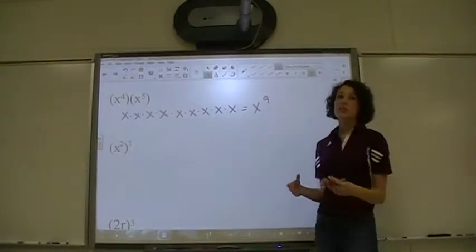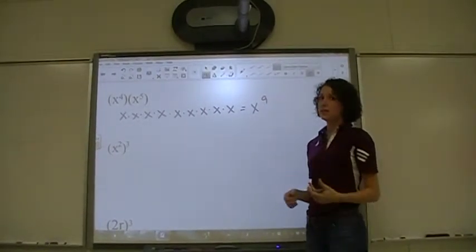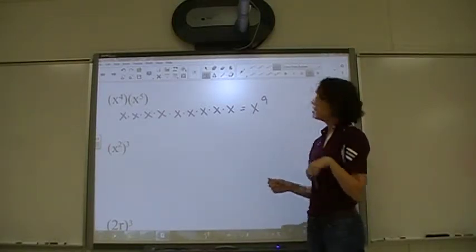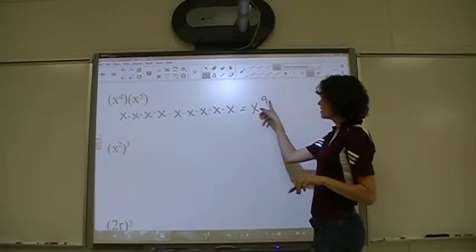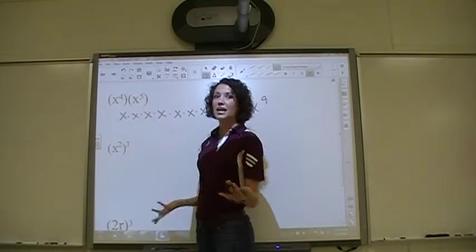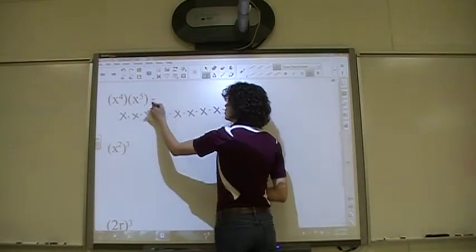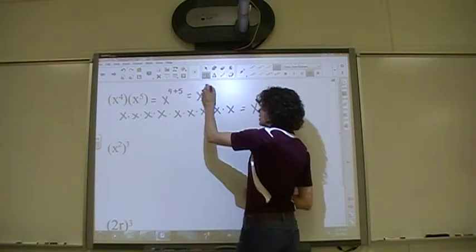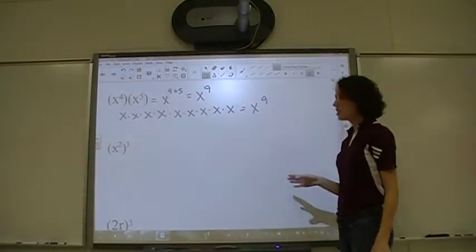Now that could get really tricky or take a really long time if you have something like x to the 20th. I don't really want to write down 20 x's. So do you recognize that 4 plus 5 gives me 9? Really all you had to do was x to the 4 plus 5, which gives me x to the 9th. Okay?